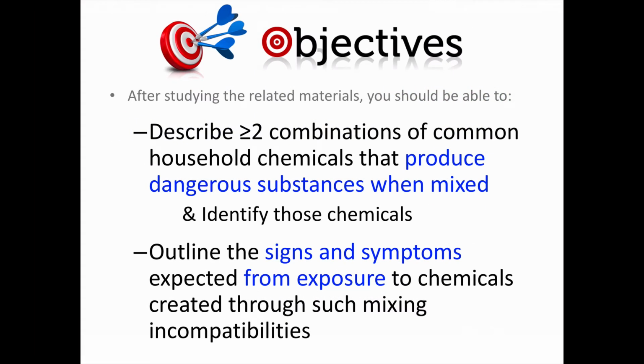The objectives for this topic are that when you're finished with this video and studying any related course materials, you should be able to describe at least two combinations of common household chemicals that produce dangerous substances when mixed, to identify those chemicals created, and outline the signs and symptoms you'd expect from exposure to them.